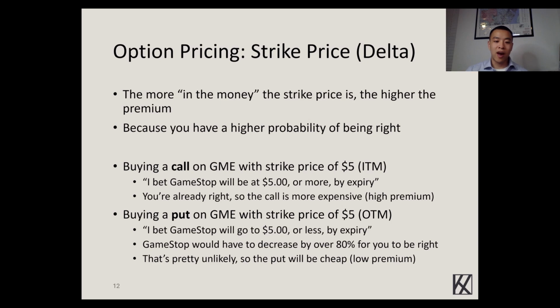For a put, if you're buying a put on GameStop with a strike price of $5, this is out of the money, because it's out of reach. You're wanting that price to go down when you're buying a put. You're saying, I bet GameStop will go to $5 or less by expiry. GameStop would have to decrease a lot for you to be right. So that's highly unlikely. That's why this put option is cheaper, or has a lower premium.